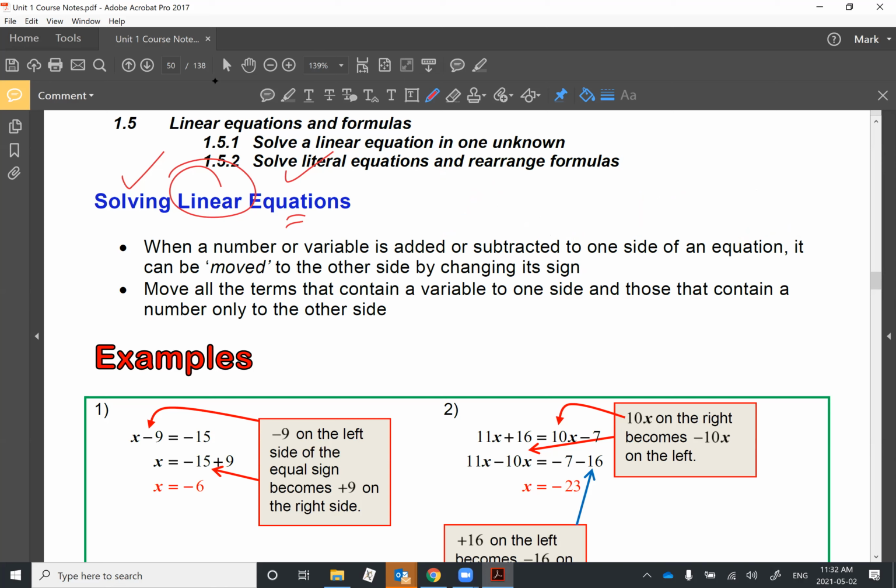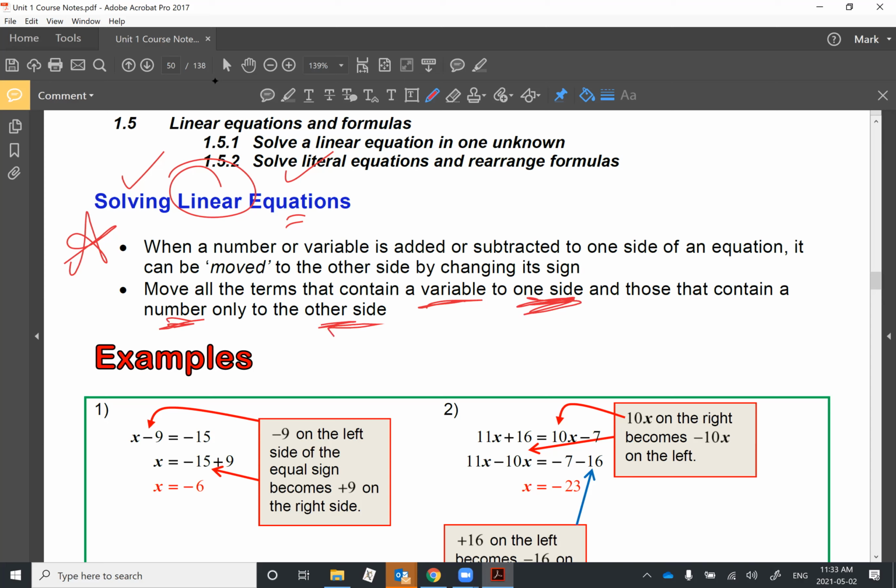Now this is very important. When a number or variable is added or subtracted to one side of an equation, it can be moved to the other side by changing its sign. We're going to practice this today. The key for solving linear equations is to get all of the terms that contain a variable to one side and all of those that contain a number to the other.